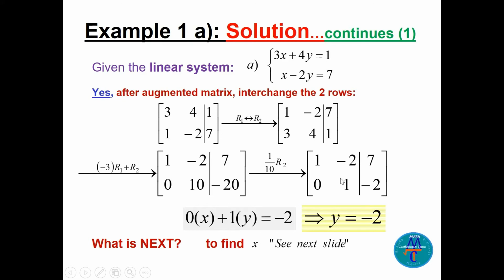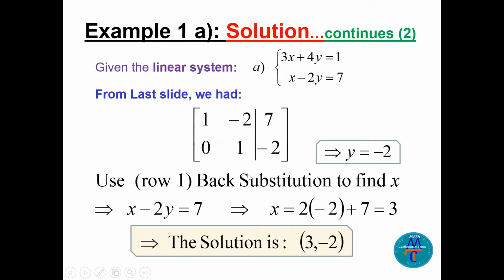That's why we call this back substitution. Back means we go back like this. We go back to find the x. So I take the first equation, which is ready, x minus 2y equals 7. Remember this first equation. So I put y there, minus 2.